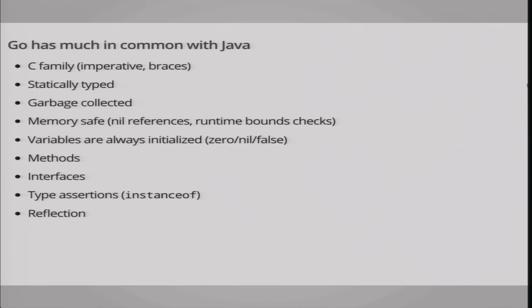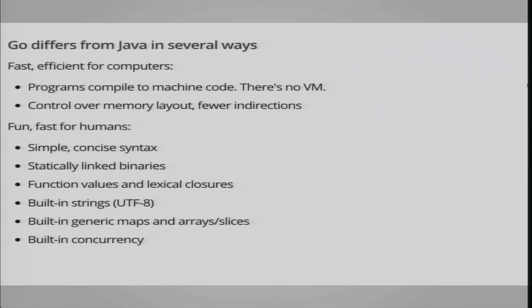You can have nil references, but nil references and bounds are checked at runtime. Variables are initialized to 0. This is all bread and butter. You know this coming from these other languages. In terms of programming model, Go will give you methods and interfaces and runtime type information, so you can do type assertions and reflection. So let's talk about differences.